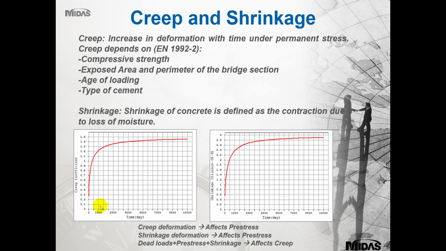This is as per the Eurocode. Over a period of time, the creep coefficient will change. You've also got the shrinkage over time. Creep deformation leads to shortening or elongating of tendons, which results in loss of pre-stress. Similarly, shrinkage also affects the pre-stress as well.